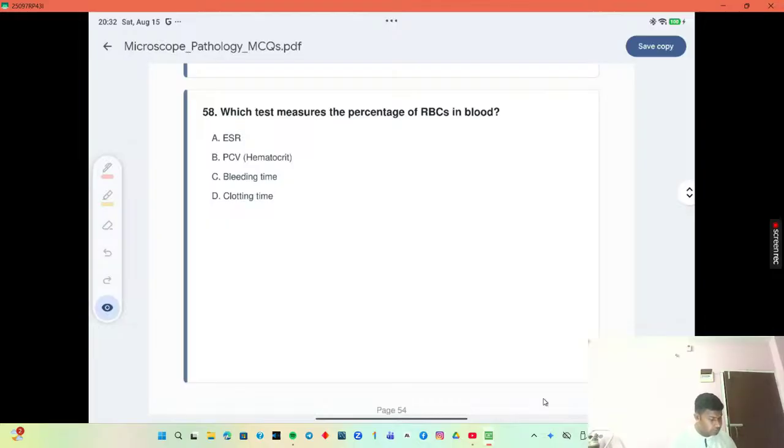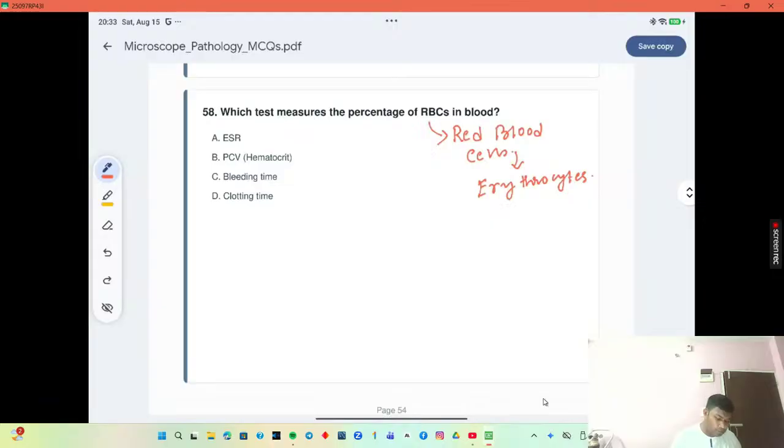So here the next question is given as, which test measures the percentage of RBCs in blood? So by performing which test can we measure the percentage of red blood cells in blood? Red blood cells are also known as erythrocytes. Okay, erythrocytes. So what are red blood cells known as? Red blood cells are also known as erythrocytes.